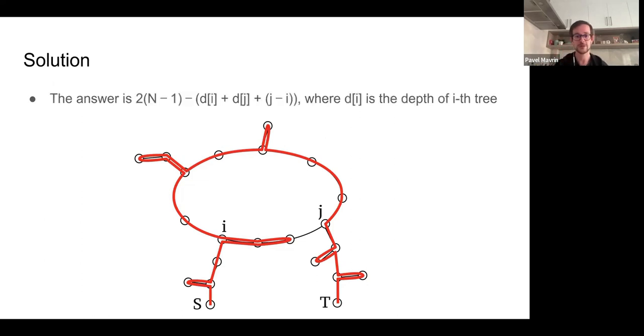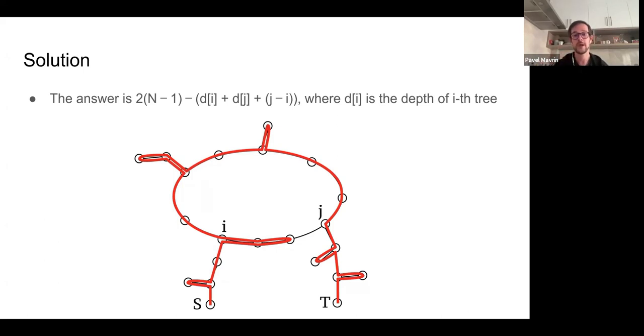So how do you calculate the answer? The answer will be 2n minus 1 again, minus the distance from S to T, minus the length of this path from S to T. And the length of this path is actually di plus dj plus the difference between j and i. So if these two nodes belong to trees i and j, then the distance between them will be depth of the tree i plus depth of the tree j. So it's these parts of trees plus this distance around the cycle. And the distance around the cycle will be just j minus i.